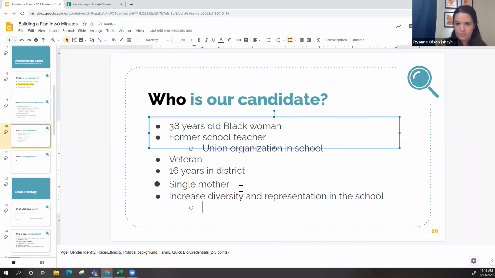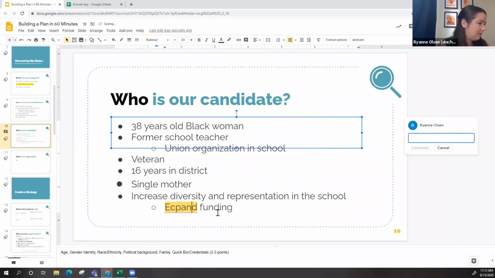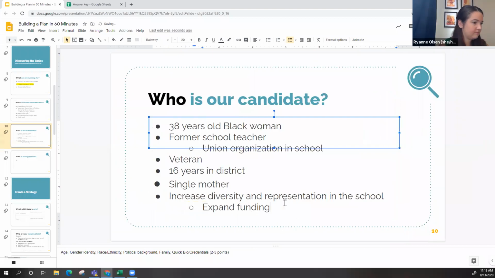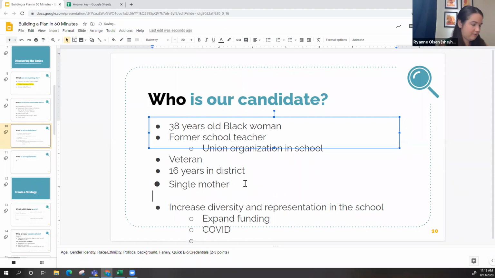Yep. She's working to expand funding. Yep. Issues with COVID. Nope. Sorry. You're going to have to excuse my typos too. And also, yeah, okay, when her child was in the school, she saw inequities.